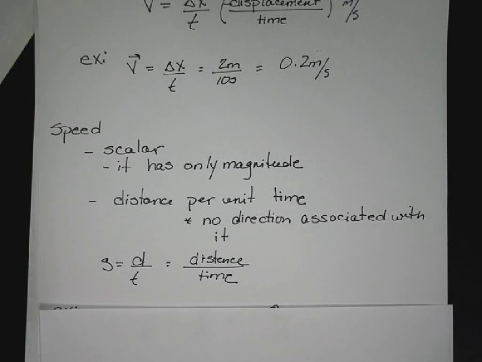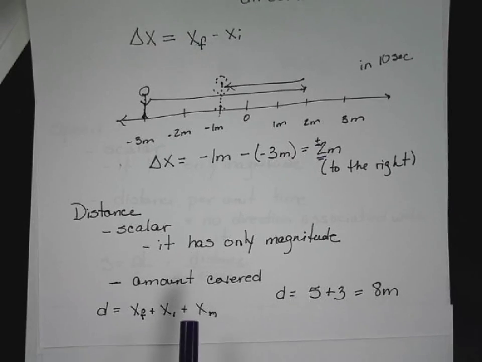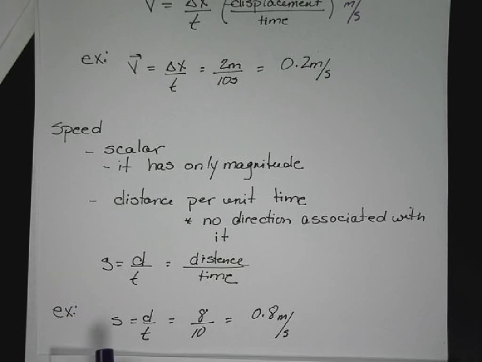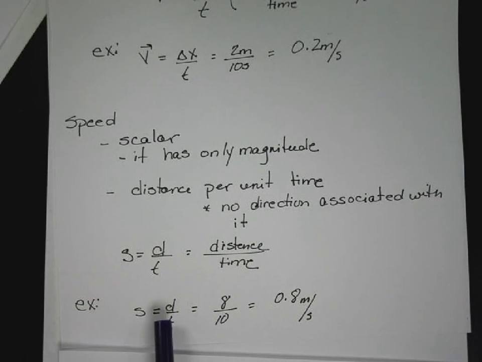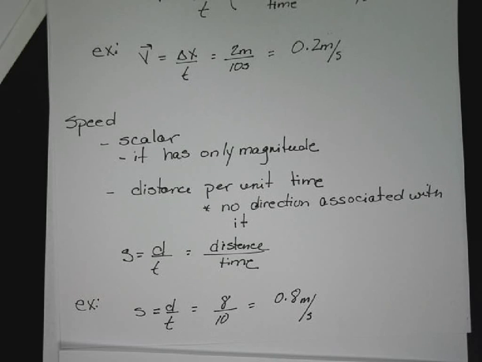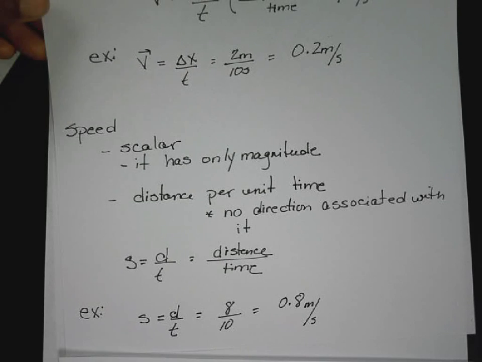So let's go back to our example from before, higher up on your page. The distance this guy covered, if you remember, was 8 meters. So if I wanted to know his speed, I'd have to use the distance, not the displacement. So I'd do the distance of 8 meters divided by a time of 10 seconds, which gives me 0.8 meters per second, which is quite different from the 0.2 up here. In physics, we rely on the velocity because it's really important that we know the direction of things. So I hope that's clear on the difference between speed and velocity.